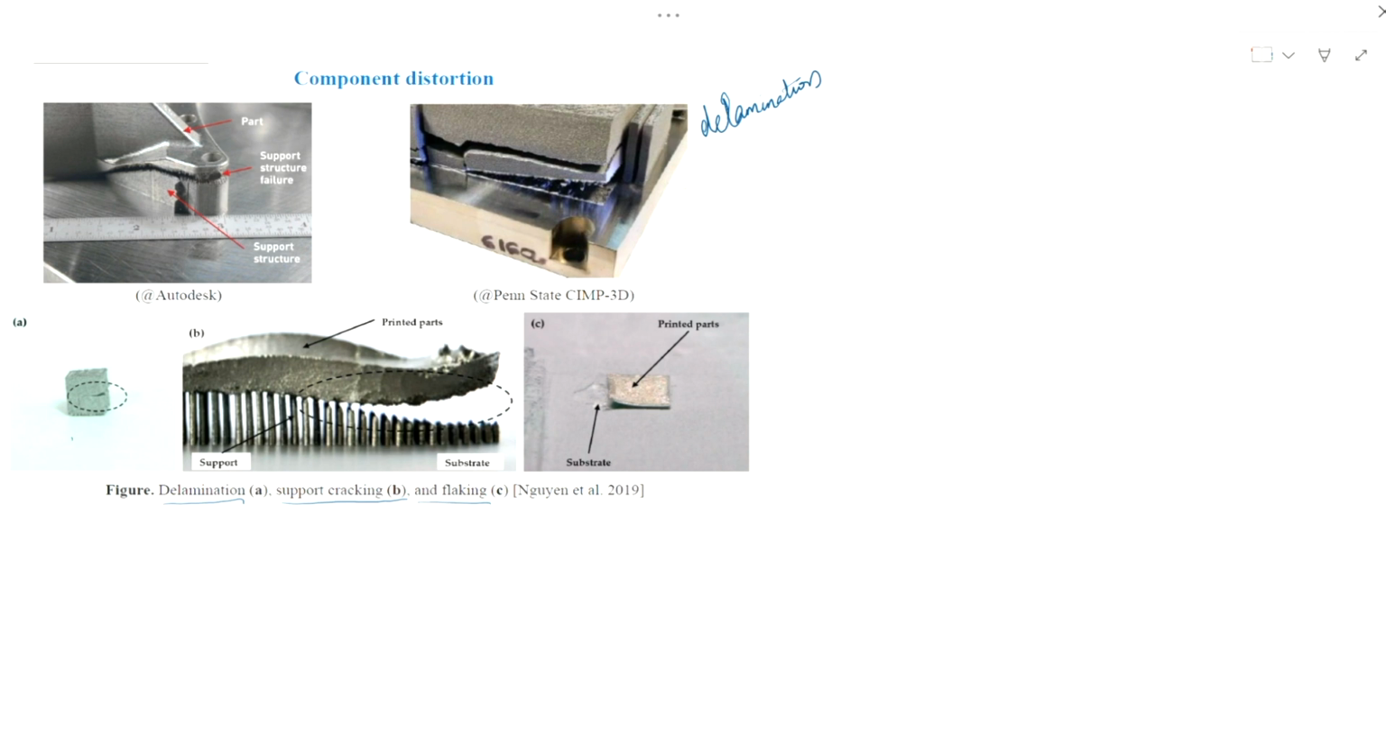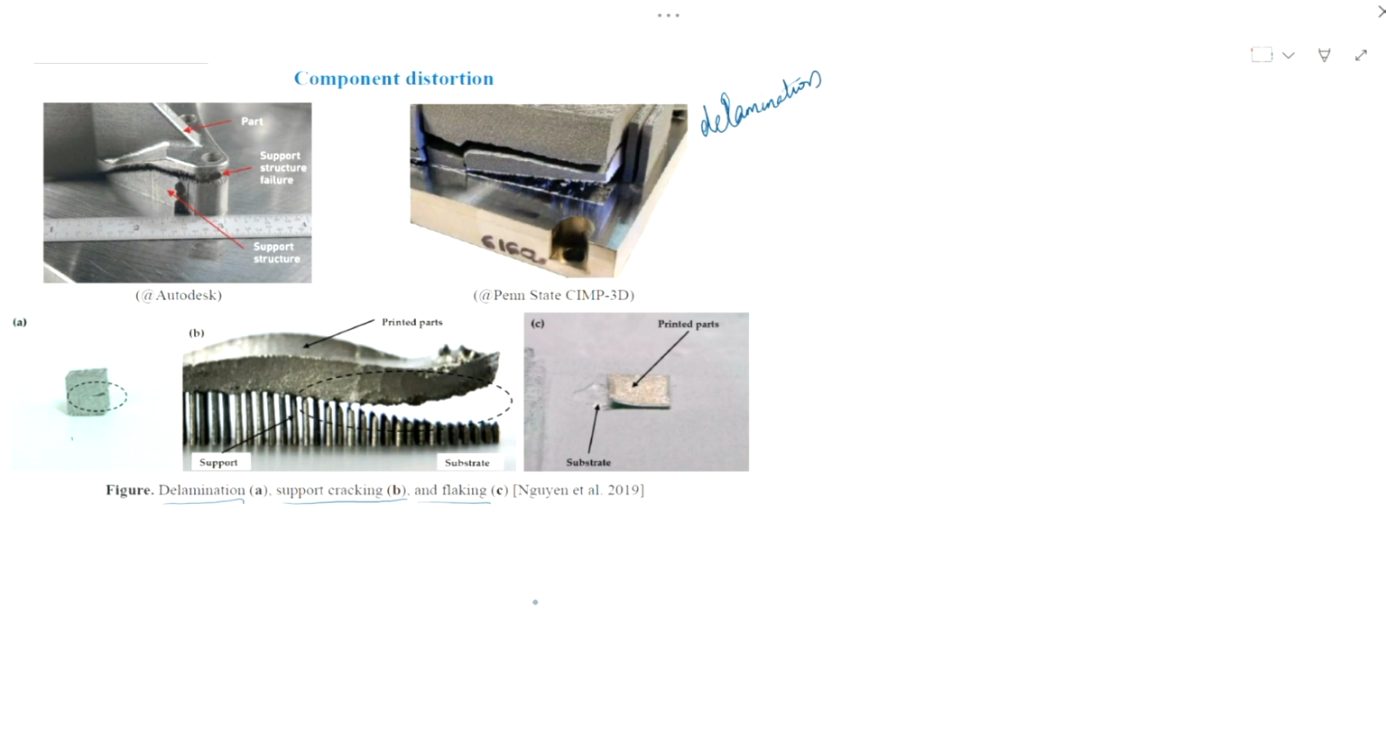Now here we are seeing delamination, support cracking, and flaking. One question in the assignment is related to supports also. What is the function of supports? Does it reduce delamination or are some other functions there? The function of a support structure is to provide support to the hanging components. Apart from this, some other thermal functions are there, but that is not in our options. So from here, we can see the difference between the defects.